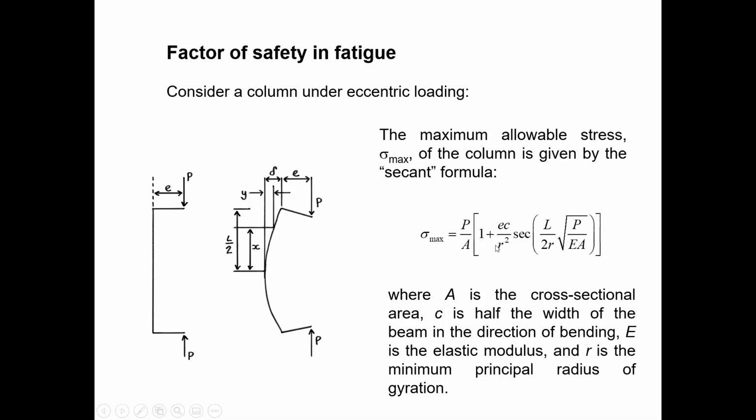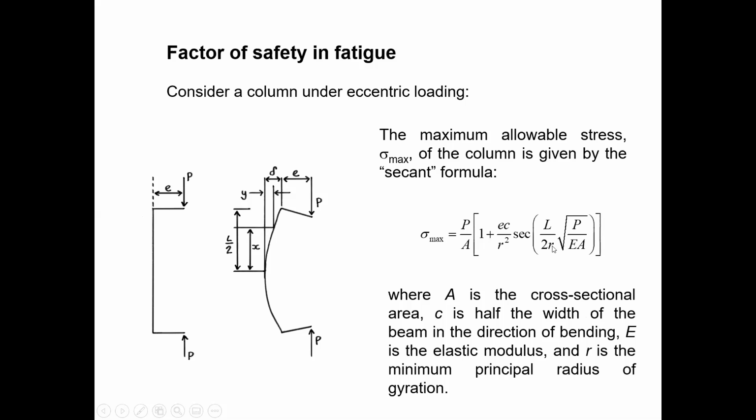Due to this eccentric distance, this part will be introduced. So P upon A times ec divided by r squared, sec of this part. Okay. So in here, e means eccentric, this distance. And A means cross-sectional area. c means the half of the width of the beam. Okay. So I just explained the equation. I will prove this equation in the buckling session. And E means the same meaning, elastic modulus, and P is the load.